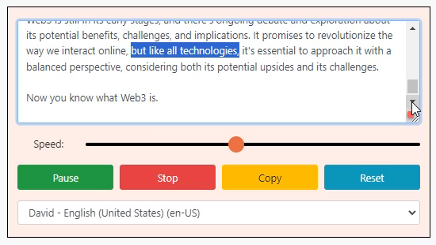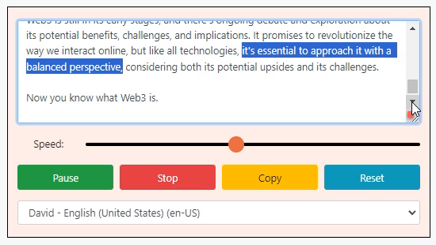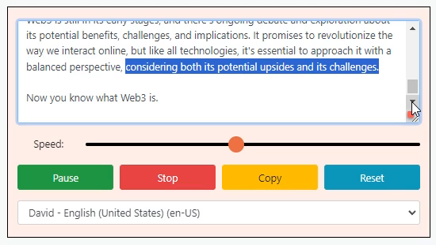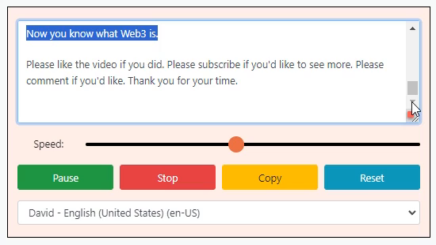But like all technologies, it's essential to approach it with a balanced perspective, considering both its potential upsides and its challenges. Now you know what Web3 is.